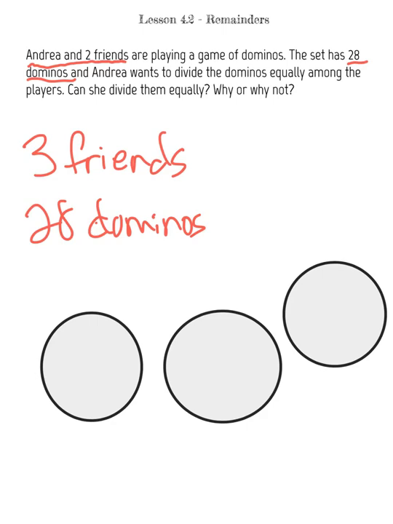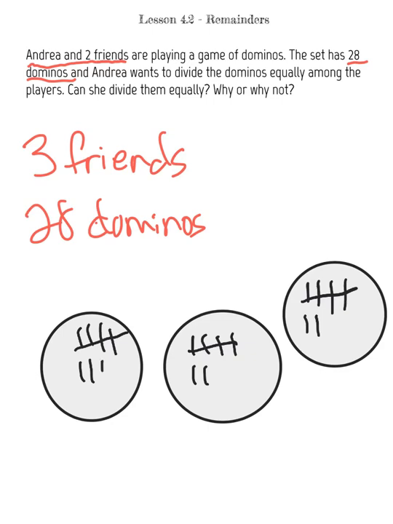Well, we can just start by putting 1, and I'm going to do this with black, okay? We're going to put 1 domino in each of the circles until we reach 28. So 1, 2, 3, 4, 5, 6, 7, 8, 9, 10, 11, 12, 13, 14, 15, 16, 17, 18, 19, 20, 21, 22, 23, 24, 25, 26, 27.